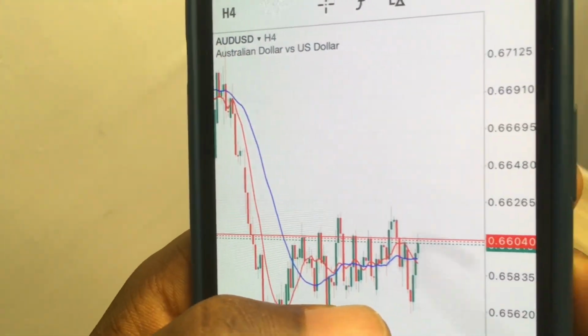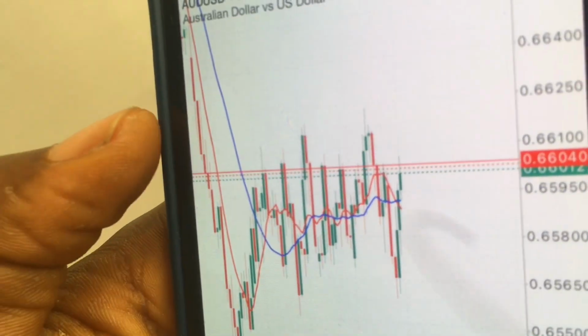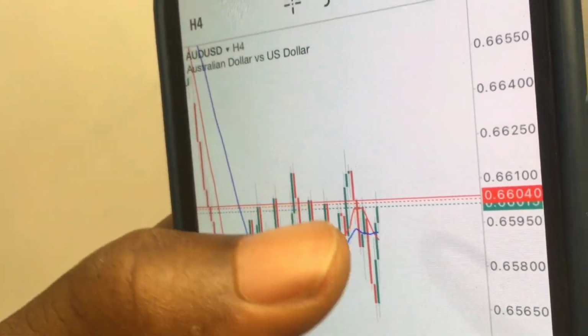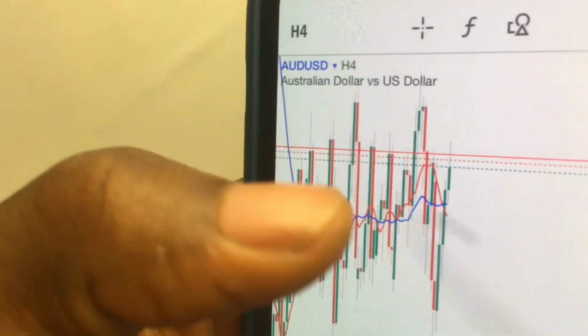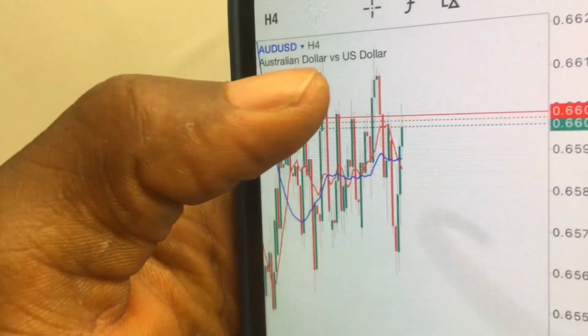So you can see how accurate this resistance is in the market. So currently the market is moving there. So this is the resistance in the market and the market is already reacting to it. You can see the market is at the highest point and it's already reacting to it.